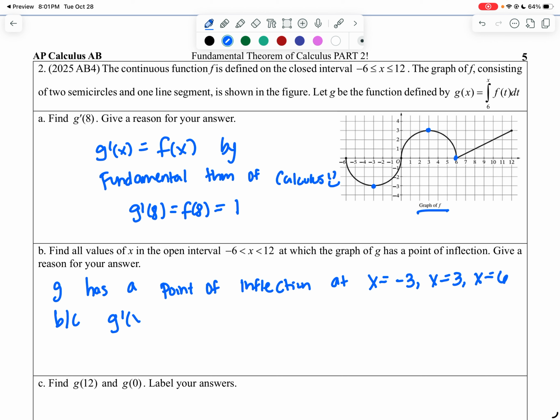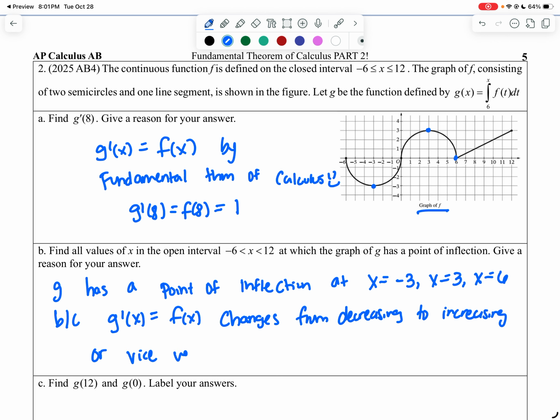because g prime of x is equal to f of x changes from decreasing to increasing or vice versa. Make sure that you say or vice versa, just so that you have both. Or if you want to justify each, we're at -3, we are decreasing and then increasing, increasing then decreasing, decreasing then increasing, that's also fine.